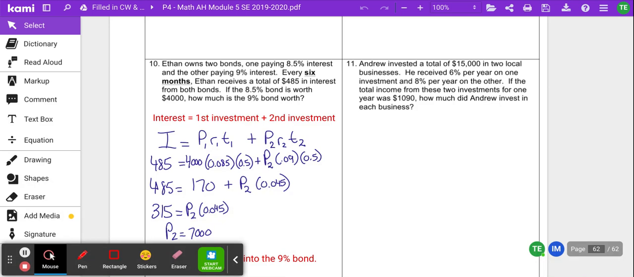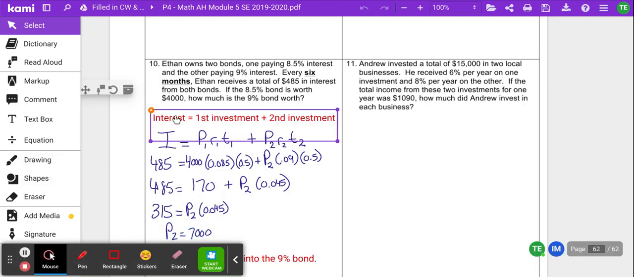Andrew invested a total of $15,000 in two local businesses. He received 6% per year on one investment and 8% per year on the other. If the total income from these two investments for 1 year was $1,090, how much did Andrew invest in each business? So we have the same setup as before.